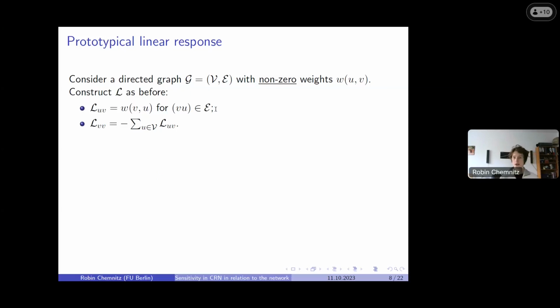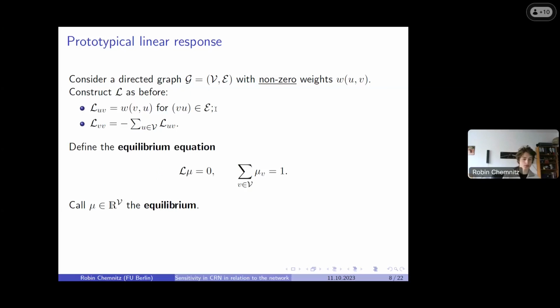So the network flow before is just a special case of this. And as before, we can now define an equilibrium equation. So we are again looking for a vector mu, such that this mu is in the kernel, right kernel, of this L, and it sums to 1. So in the network flow setting, this mu is exactly the stationary distribution, and we had a theorem that tells us this mu exists and it's unique.